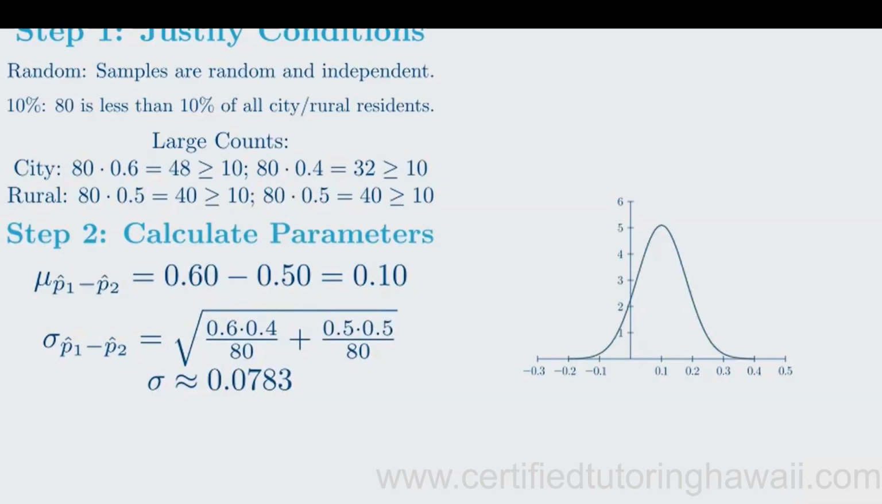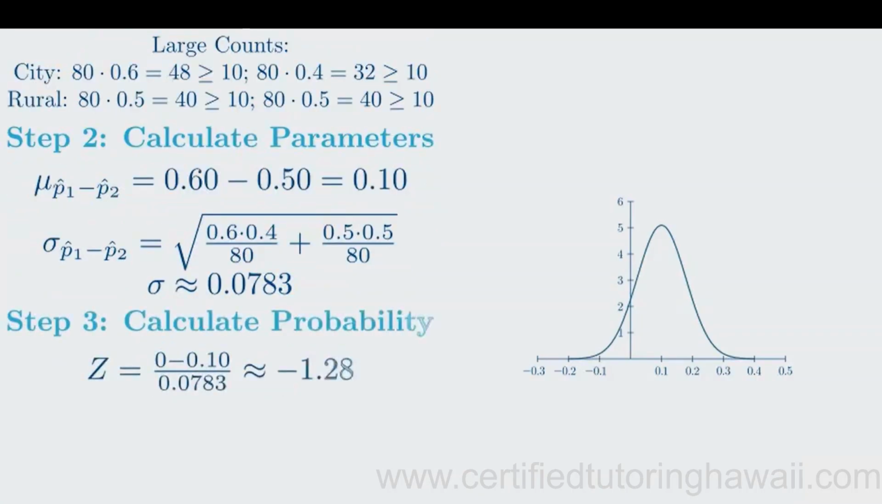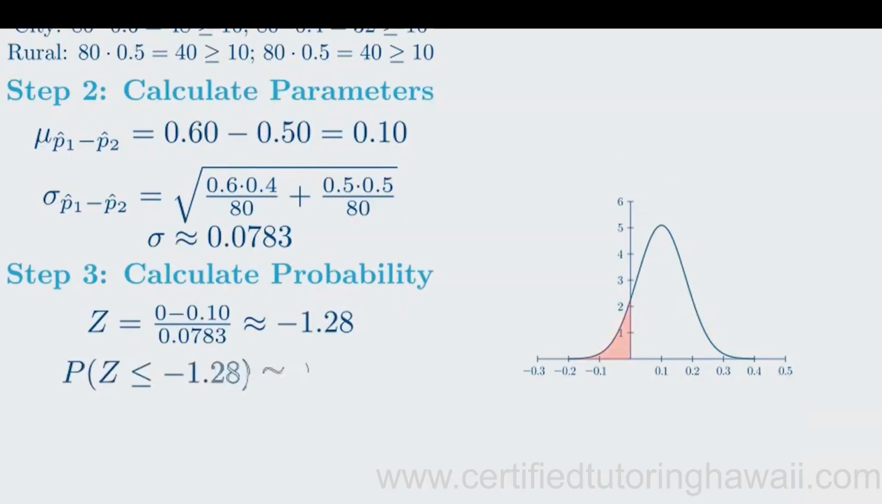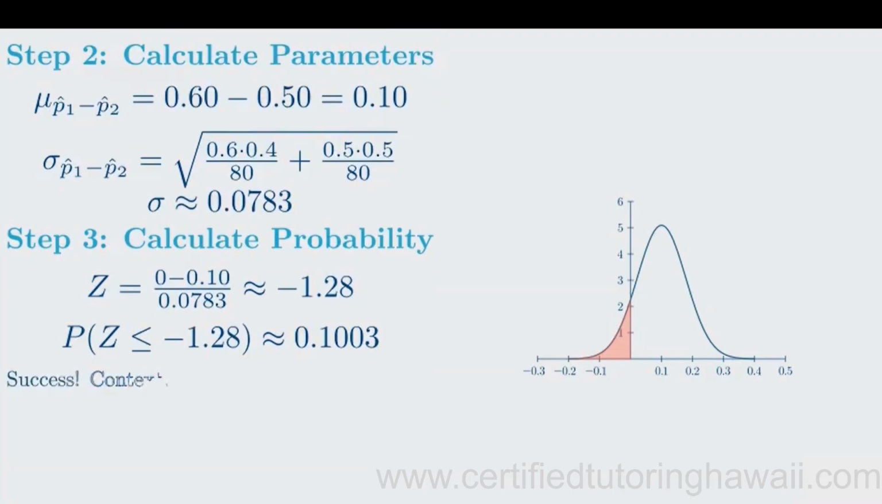Here is the sampling distribution centered at 0.10. Calculating the z-score, we find it is approximately -1.28. There is about a 10% chance that a sample of this size would fail to show the city having a higher online shopping proportion, simply due to sampling variability. We have now successfully applied every skill from this topic.